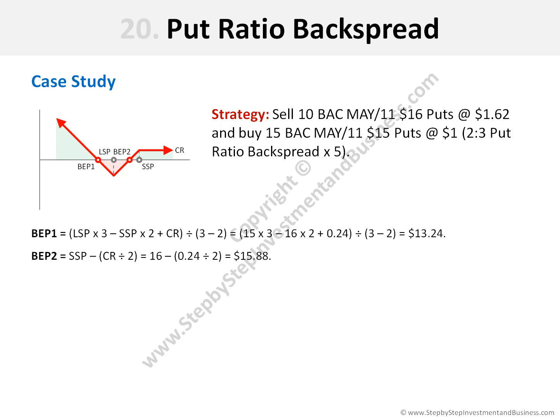Regarding the break-even points, break-even point 1 is equal to the strike price of the long puts multiplied by the number of long contracts minus the strike price of the short puts multiplied by the number of short contracts plus the credit received divided by the number of long contracts minus the number of short contracts. In our case, $13.24. On the other hand, break-even point 2 is equal to the strike price of the short puts minus the credit received divided by the number of short contracts. In our case, $15.88.